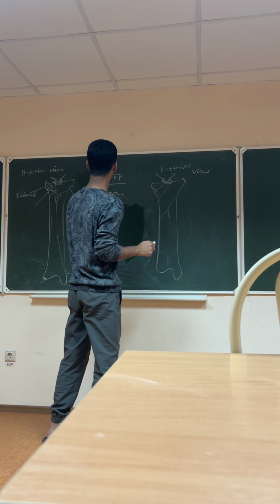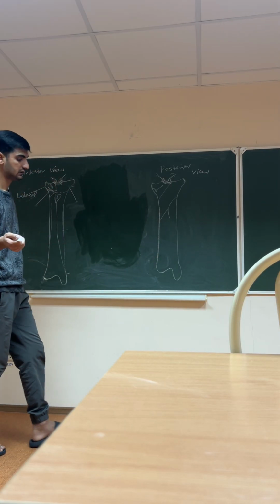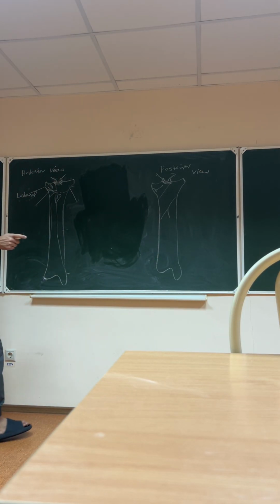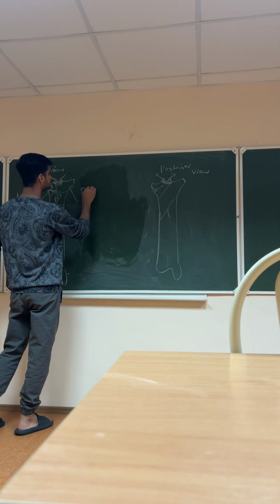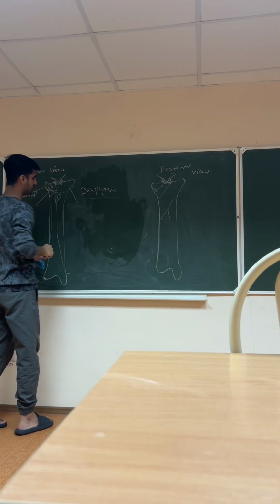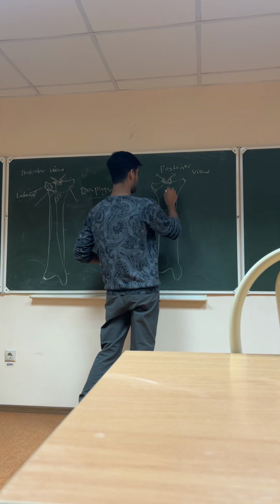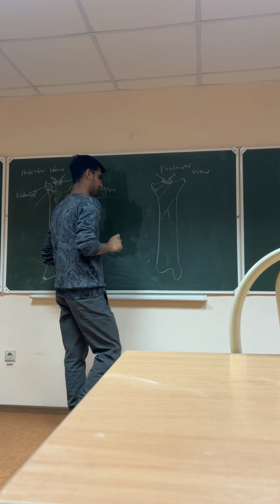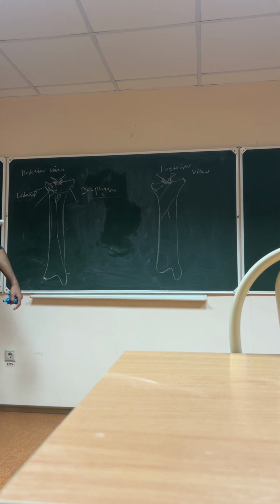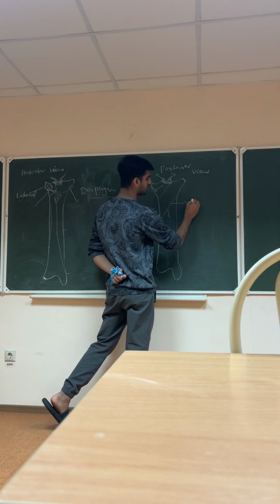We discussed the proximal part. Now we are going to continue with which part? Diaphysis. Okay, diaphysis. We have three borders and three surfaces here, and also we have the soleal line in the posterior view above. This is the soleal line.